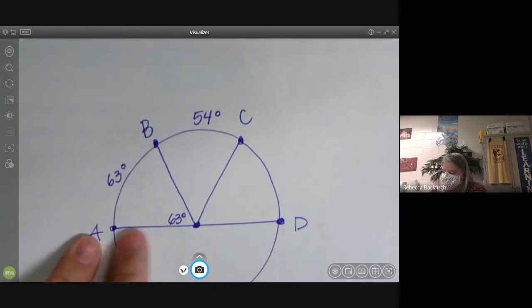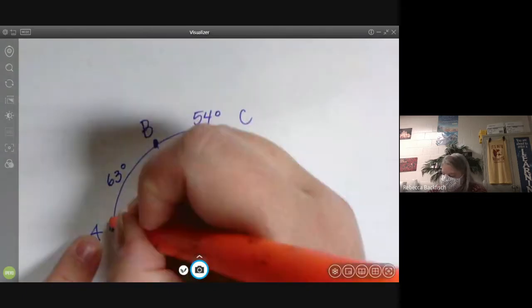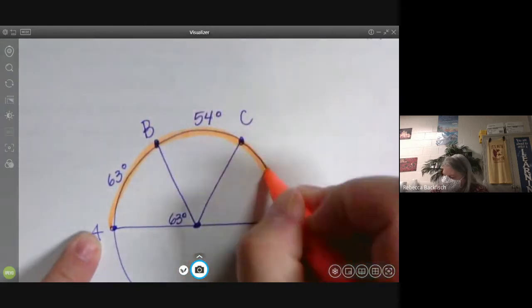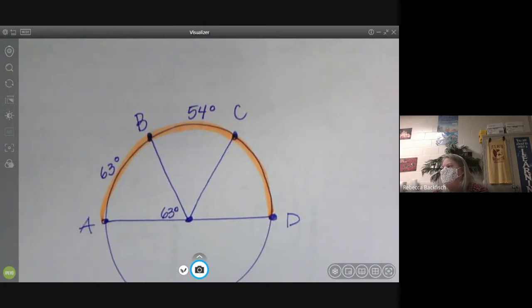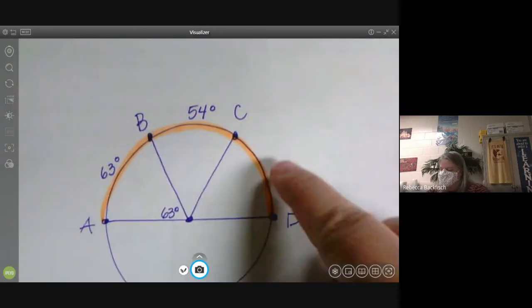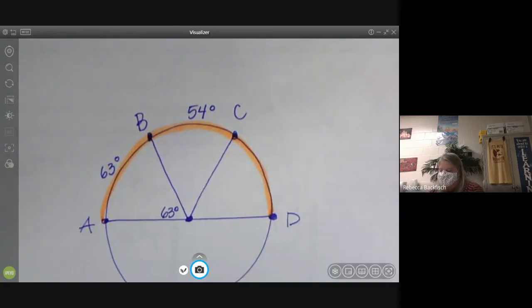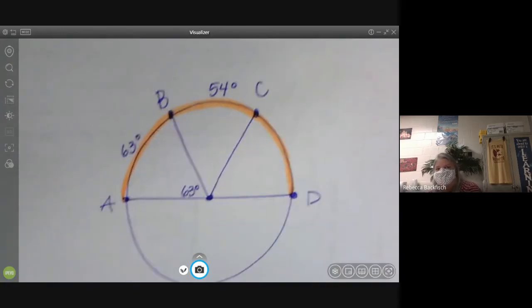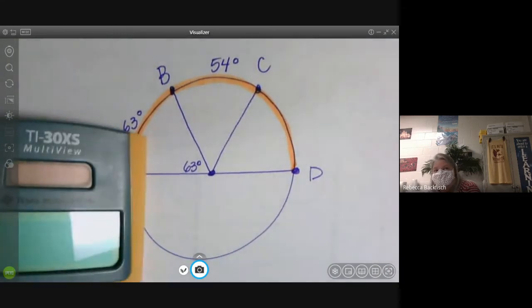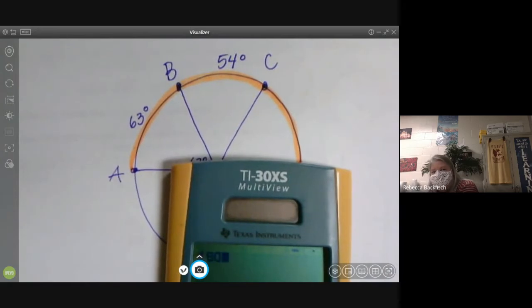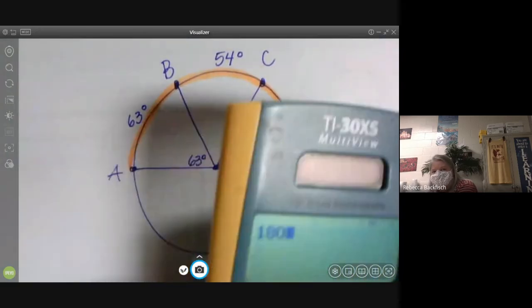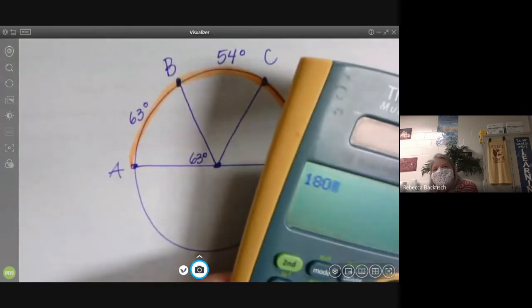So if I'm assuming this is a diameter, then this whole thing is 180. We use that a lot. Anytime you see a diameter, one side of it is 180. Either side of that has to add up to 180. So I can figure out what this arc right here is by saying the whole orange arc that I highlighted has to add up to 180 because it's on one side of a diameter. So I'm going to subtract 180 minus 63 and minus 54.